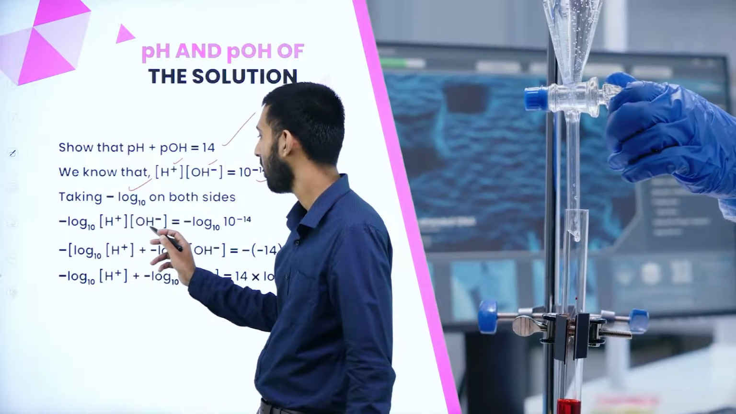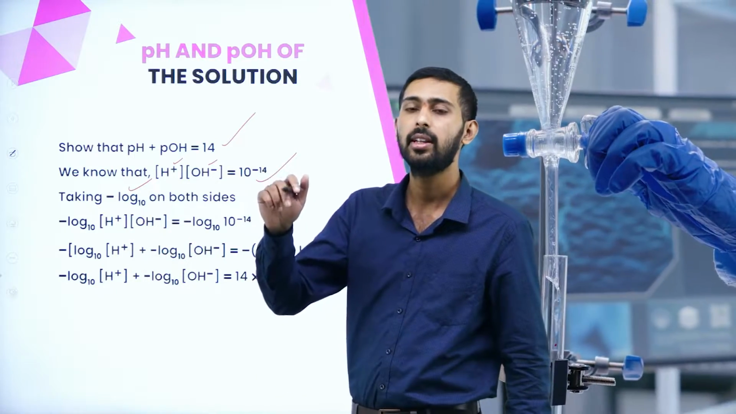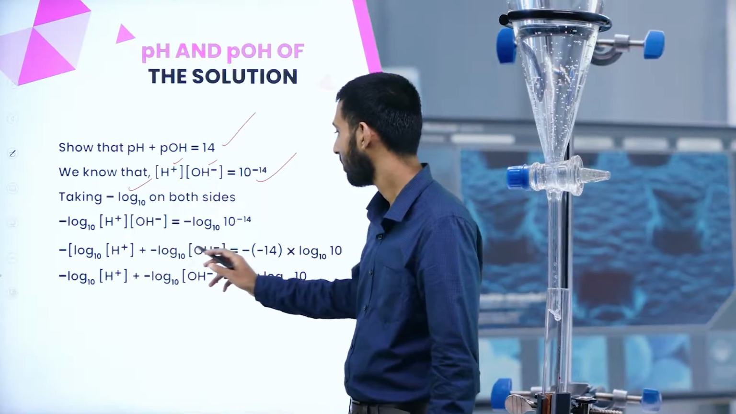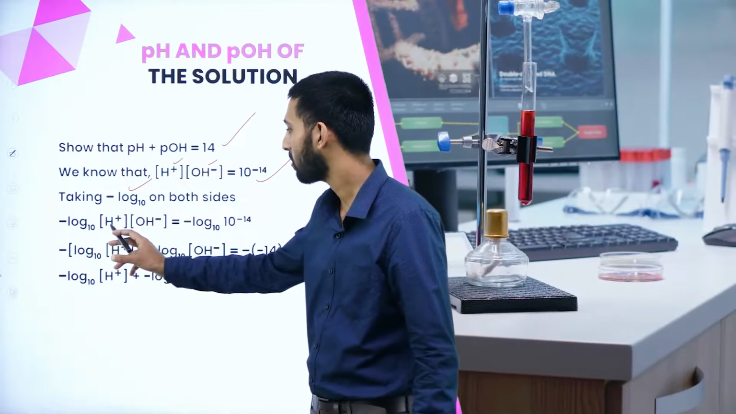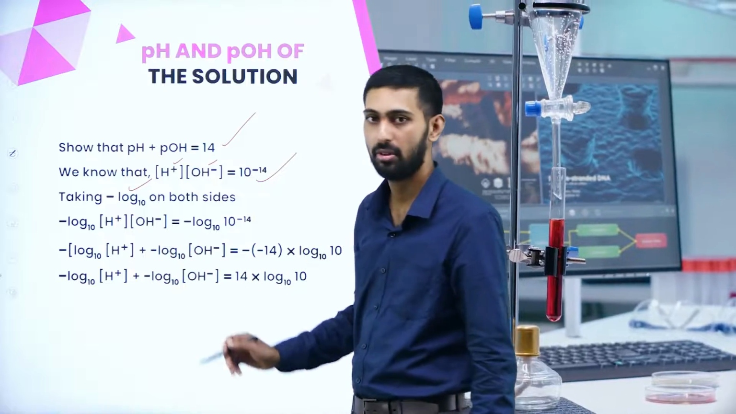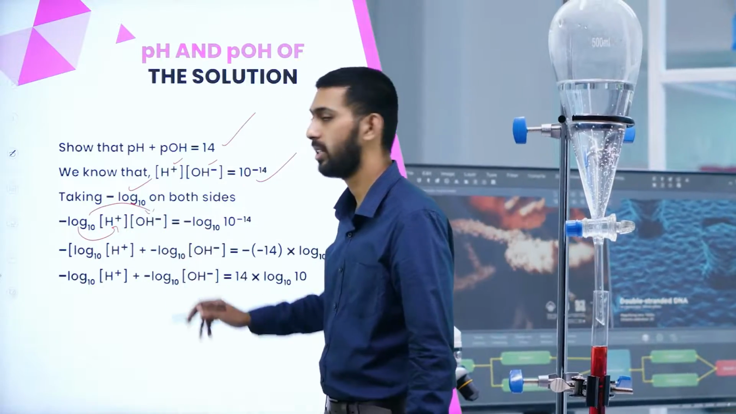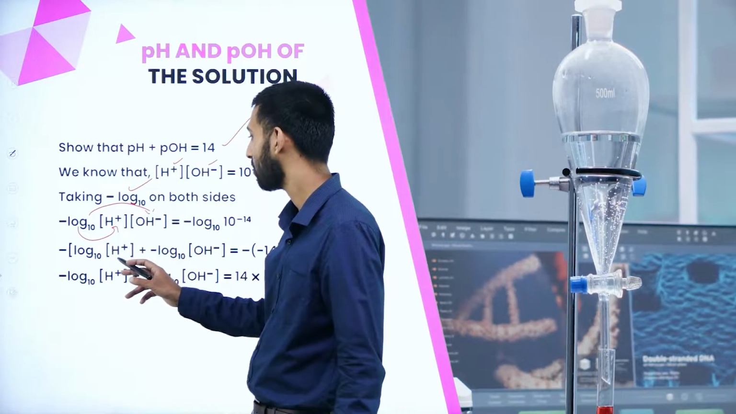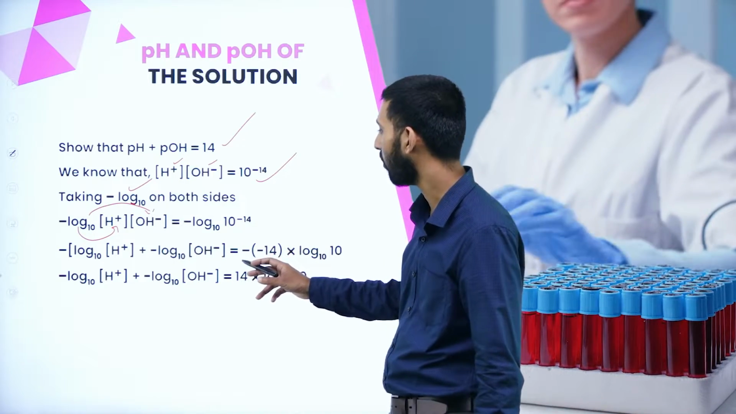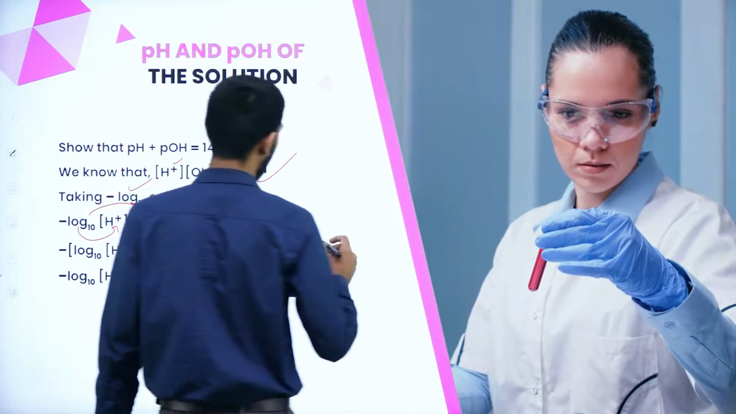Minus log of the concentration of H plus ion and OH minus ion is equal to minus log of 10 to the power of minus 14. Now we have taken them together, but we have to split it. We apply log for both H plus and OH minus. So minus log of H plus ion plus minus log of OH minus ion is equal to minus log of 10 to the power of minus 14.